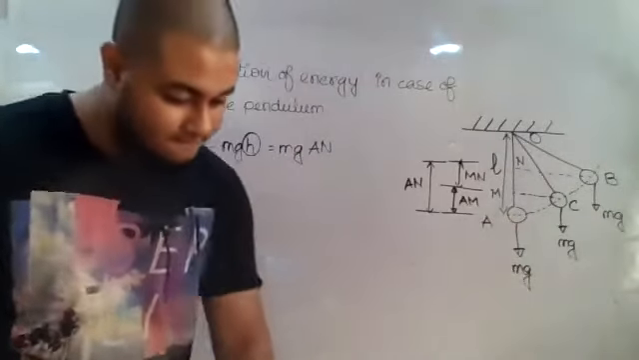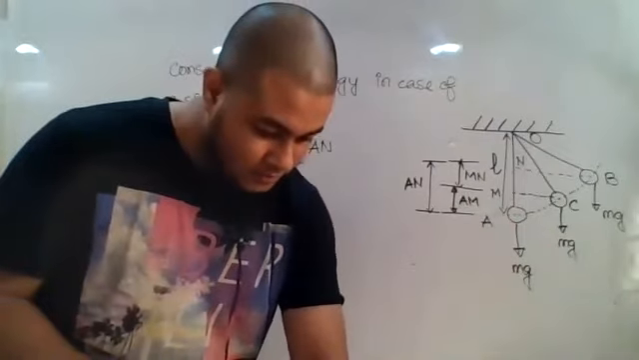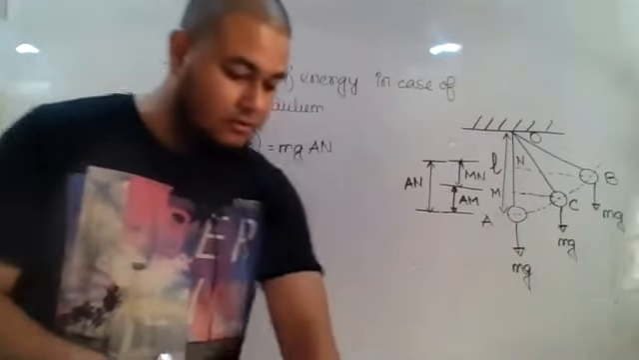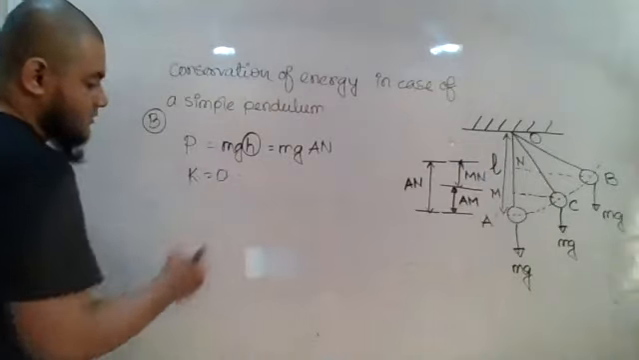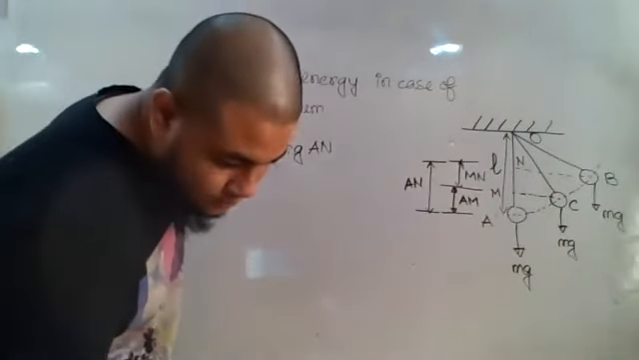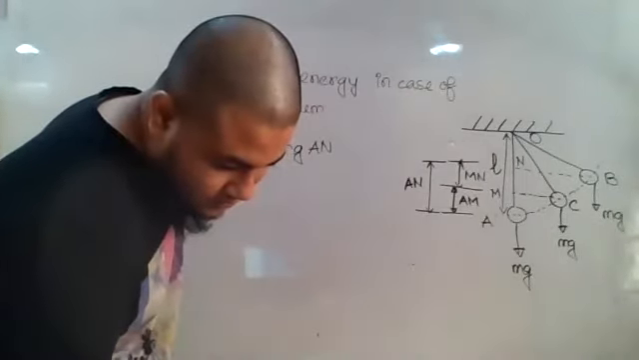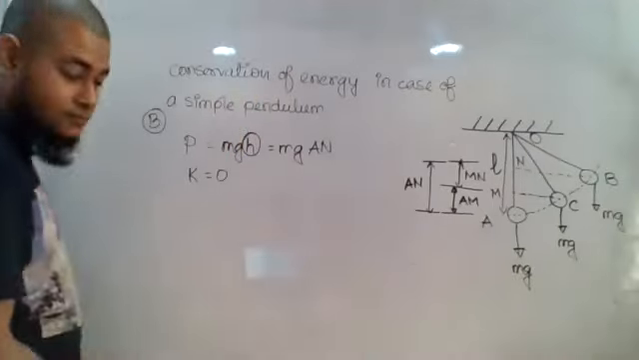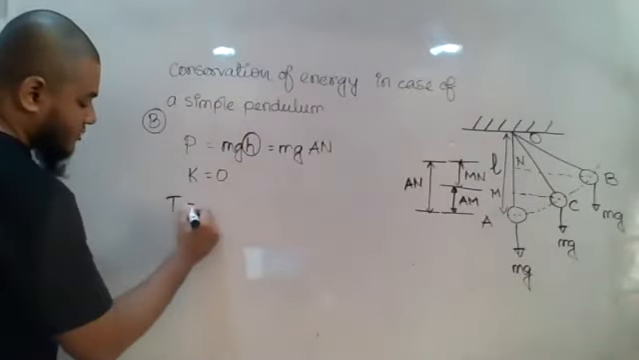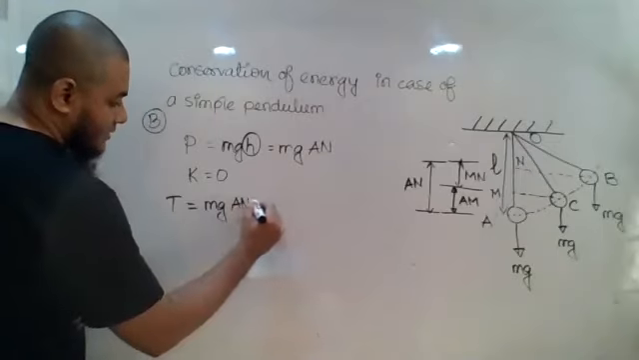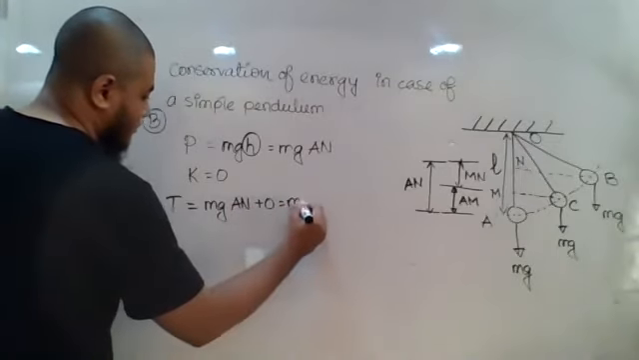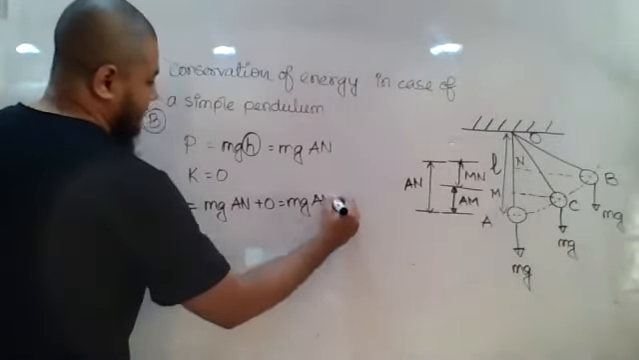At point B, the kinetic energy of the pendulum is 0. So the total energy, let us represent it by T, will be mg AN plus 0, which is equal to mg AN.